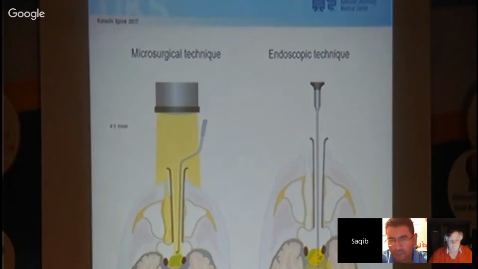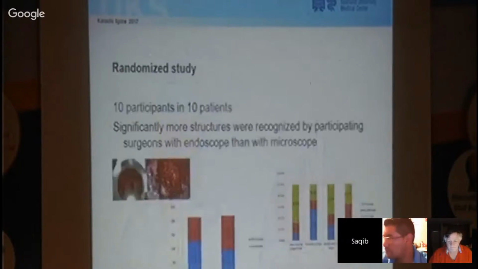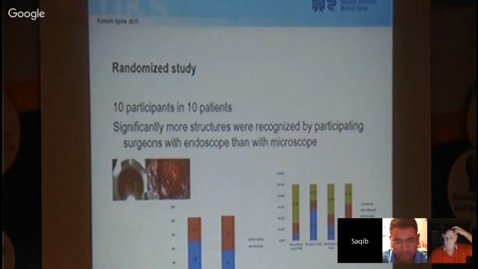So with an endoscope, although the resolution is much less, you have a much better exposure and illumination of the area. We did a study with 10 neurosurgeons and surgical residents in 10 patients, and it turns out that using the endoscope, they recognize significantly more structures in the spine than with the same tube and the microscope. So the endoscope, the magnification and the good contrast with the high definition technique give you better results.